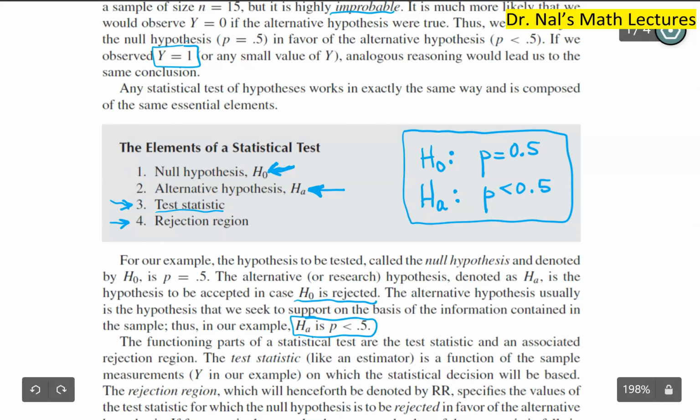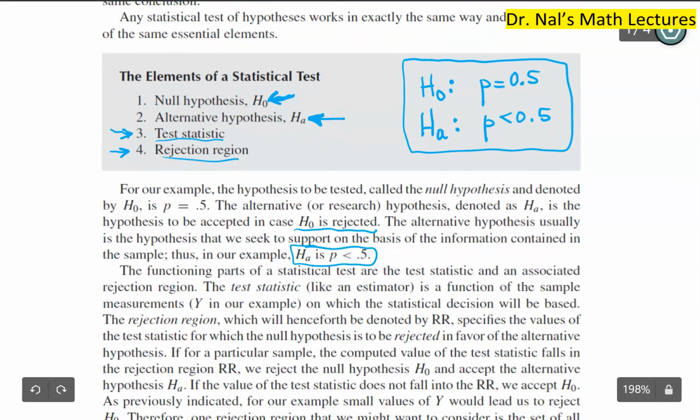Next, we need to talk about the test statistics and the rejection region. So the functioning parts of a statistical test are the test statistics and associated rejection region. The test statistics is a function of the sample measurements on which the statistical decision will be based. So basically the sample that we draw from the population, right? The rejection region, which will henceforth be denoted by RR, specifies the values of the test statistics for which the null hypothesis is to be rejected in favor of the alternative hypothesis.